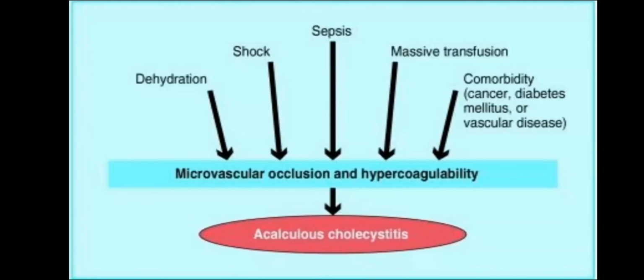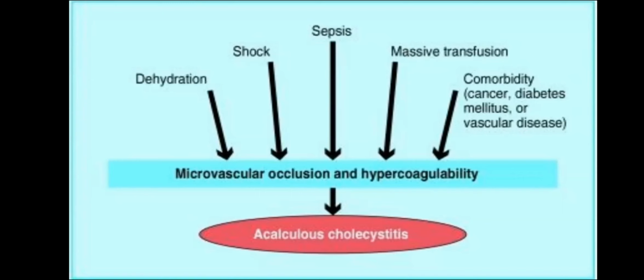Next, till now we have discussed acute calculous cholecystitis. From the beginning we have been telling about when a stone is getting impacted and causing an obstruction, then cholecystitis will develop. Next, it is about acute acalculous cholecystitis, where there is no obstruction due to gallstone.